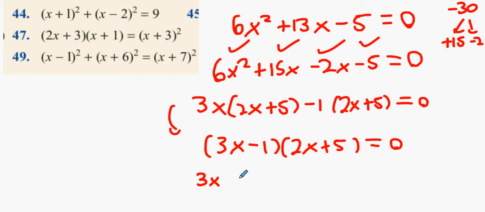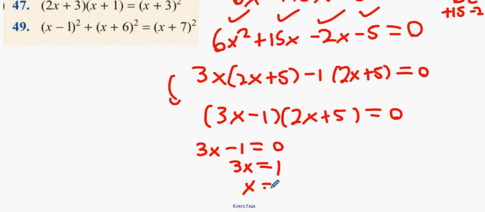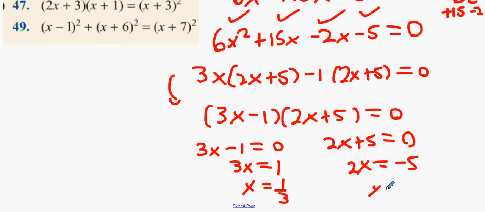Then after that, 3x minus 1 equals 0. 3x equals 1. X will equal 1 over 3. 2x plus 5 equals 0. 2x equals minus 5. X equals minus 5 over 2.